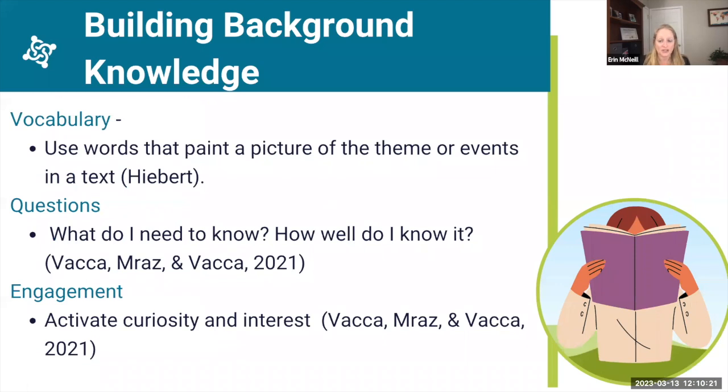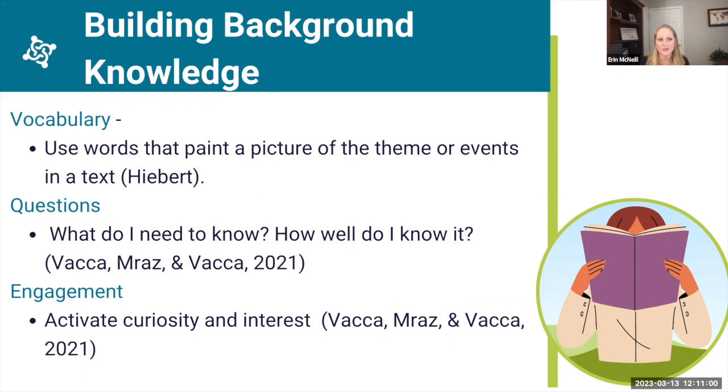So after students learn to decode words, they need to be able to make connections between text and prior knowledge. And we can activate prior knowledge by starting with some pre-reading activities. Here's some pre-reading activities that could help build background knowledge. We could use vocabulary words that paint a picture of the theme or events in a text. So instead of just using words that we identify as difficult or that are pre-identified for us, we could really look at vocabulary words that are important to the theme or what is happening in the text.